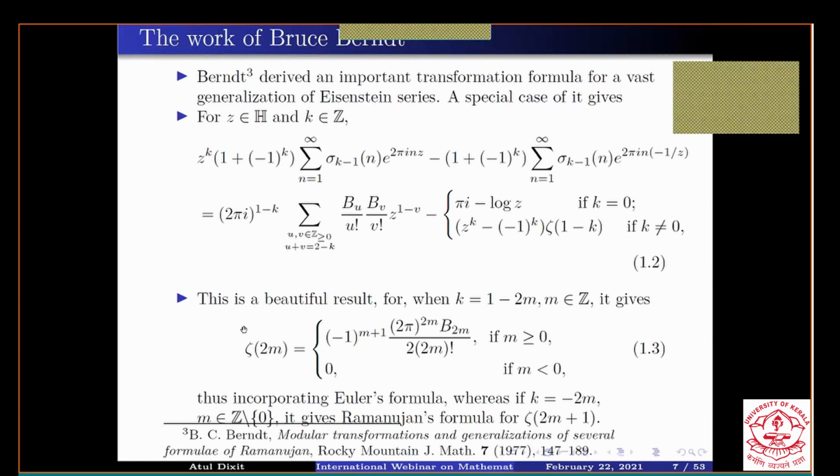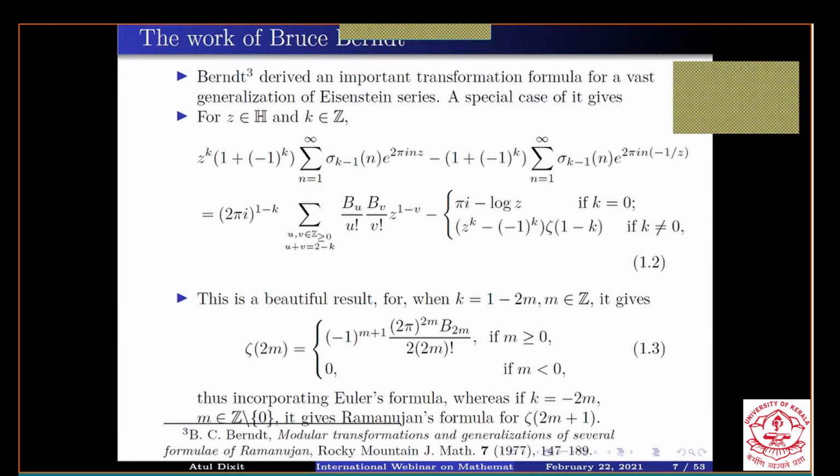So what is the nice thing about Bruce Berndt's result? On one side, when you put k equal to 1 minus 2m, you are getting Euler's result. Whereas when you put k equal to minus 2m, that means any even negative integer. You see, m is any non-zero integer here. So except m equal to 0 or k equal to 0, you are taking any even positive integer or negative integer. That gives us Ramanujan's formula for zeta of 2m plus 1. So that's absolutely beautiful, because you get both fundamental results just from a single formula.